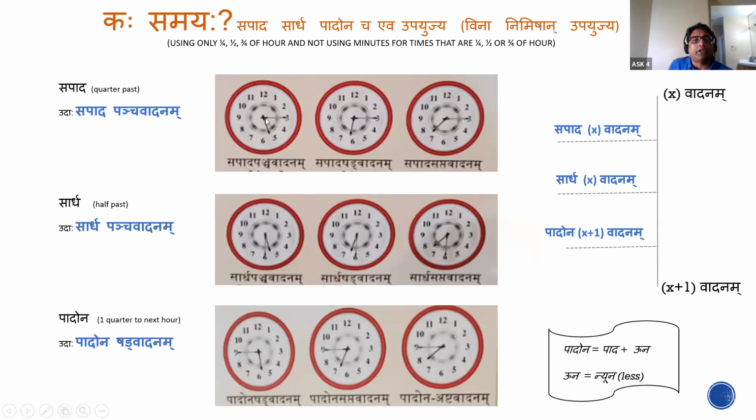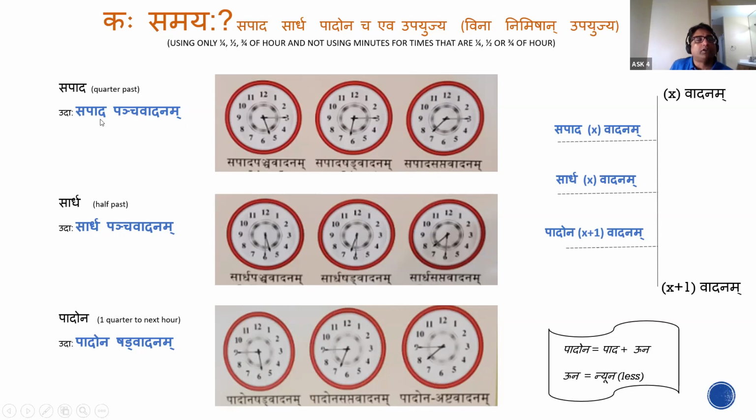The second type is how to say quarter, how to say half, how to say when it is 45 minutes or three-fourths. Just like English. When you say sa, it means saharsham, sa sandosham. All these are used in Sanskritam. Saharshena means with happiness, joy. That is the usage of sa.